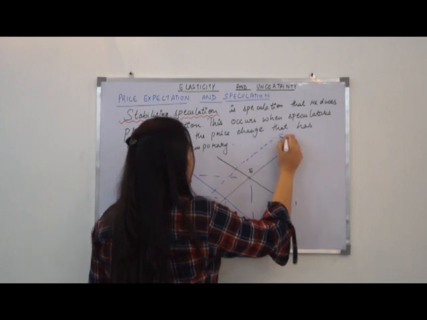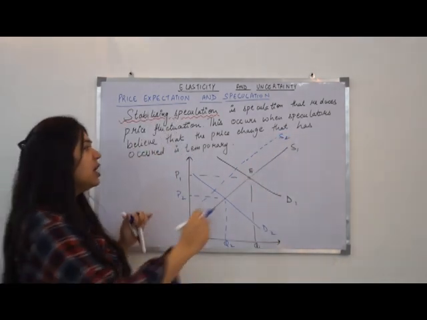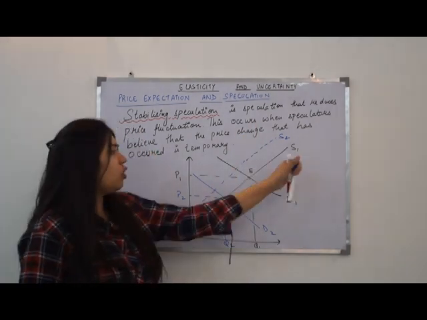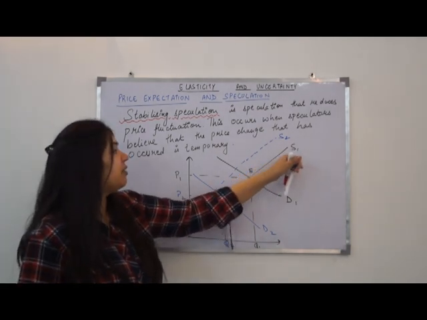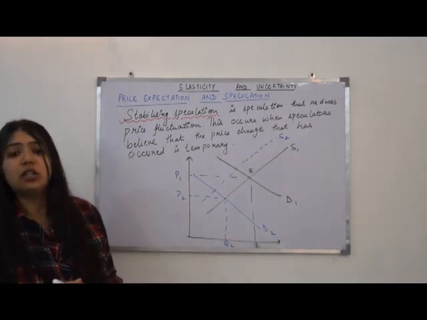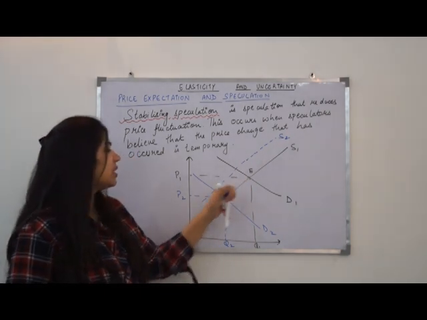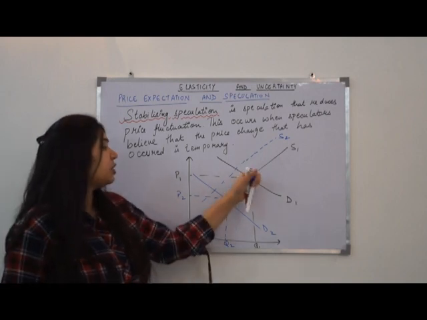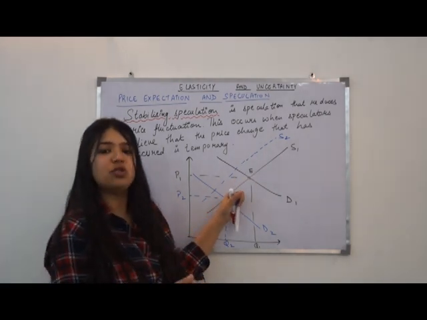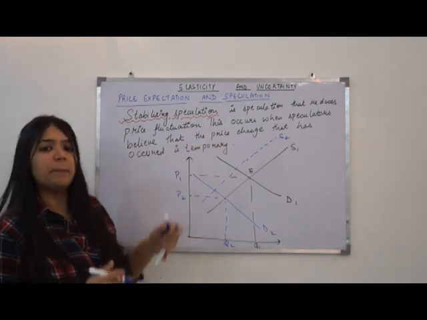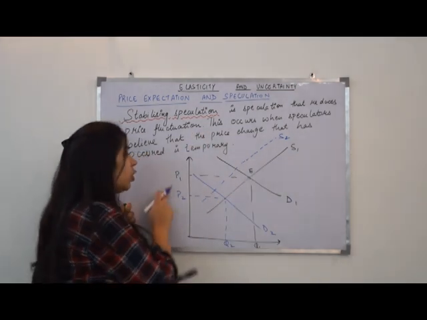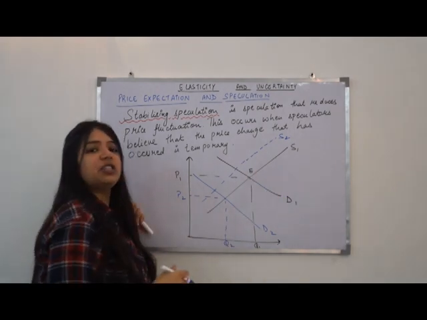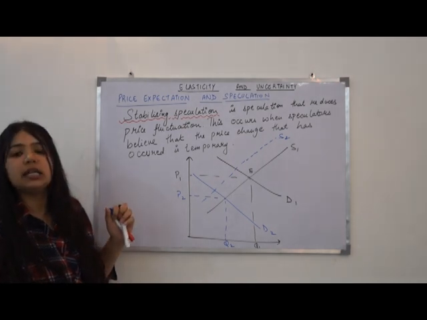That is why they cut their supply, and that is why we come to the new supply curve, which is S2. I hope this is clear why there is a shift in the supply curve and not a movement along the supply curve. Since there is a drop in price, you might say there should be a movement along the supply curve, and that is not the case because of speculation, because suppliers are not reacting to this fall in the price. They are reacting on the basis of expectation that the price is going to increase in the future.